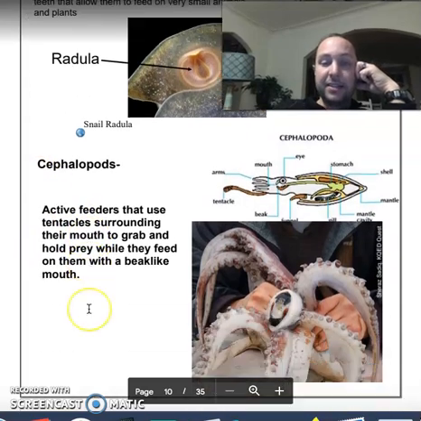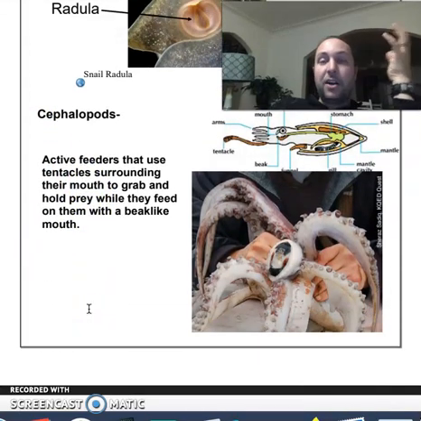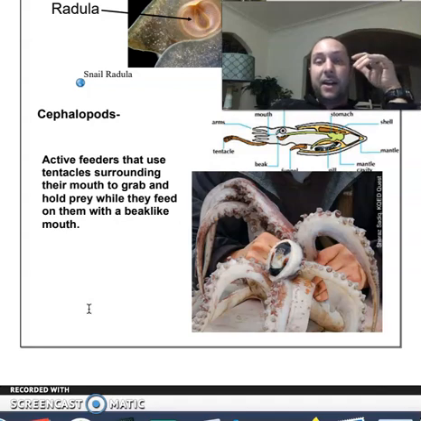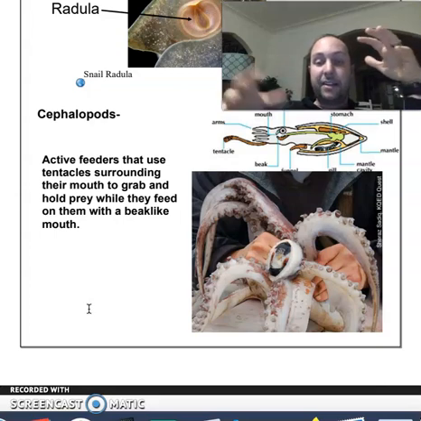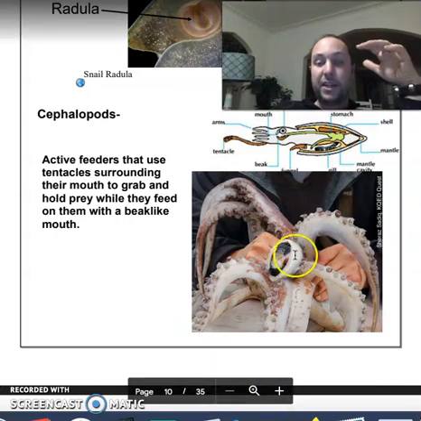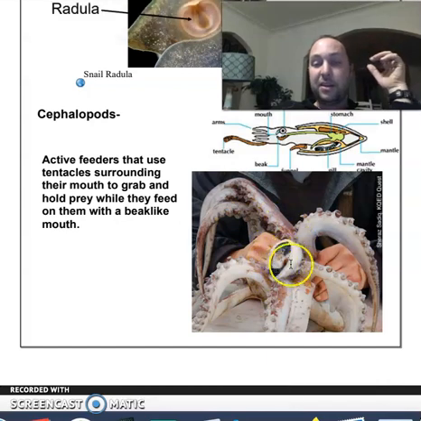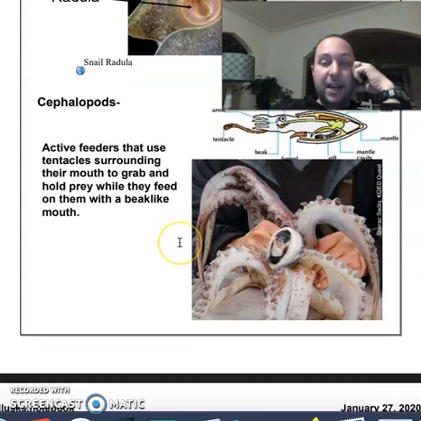And then cephalopods are the most active feeders, right? They have a closed circulatory system, they have highly developed sense organs and communication, and as a result, they're active feeders. And here we see a squid, and you can see that's the large beak here that they use to grab and hold on to their prey.